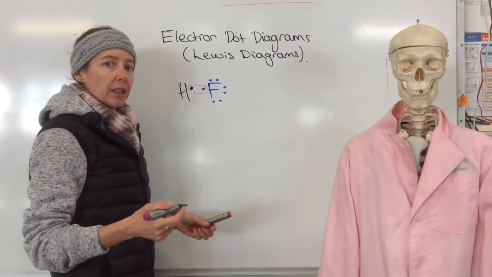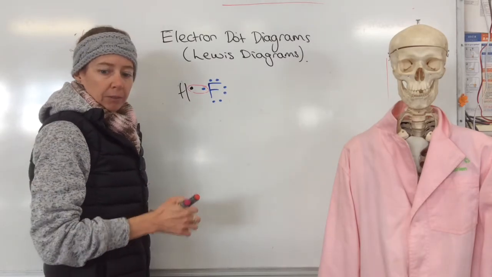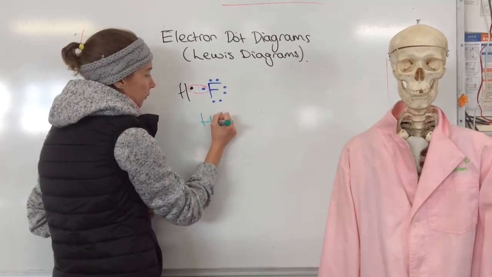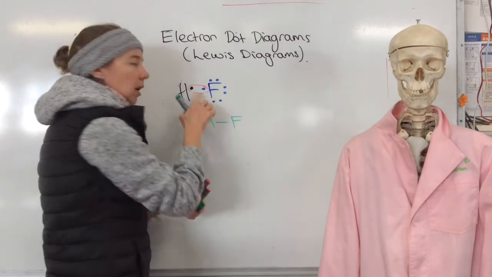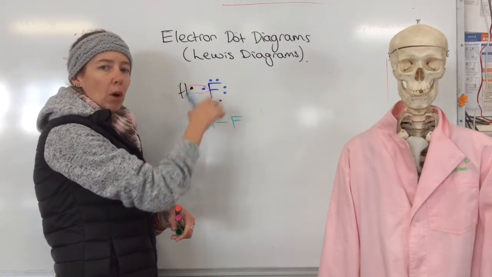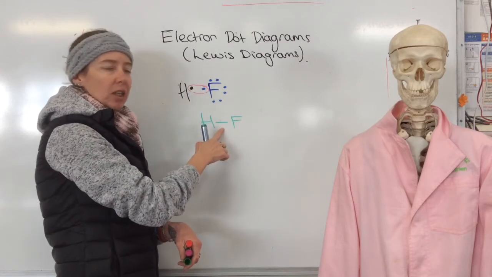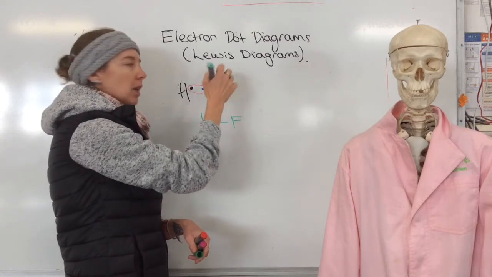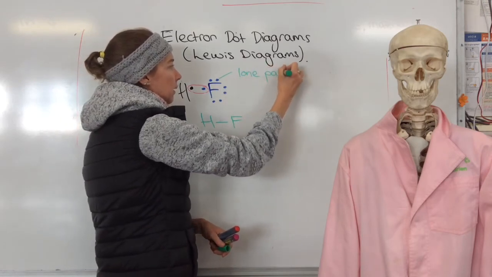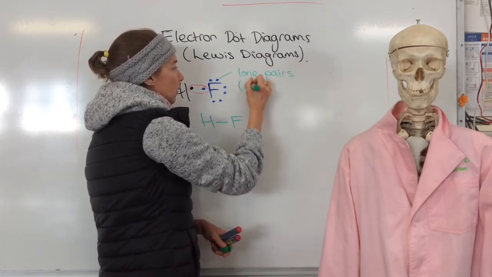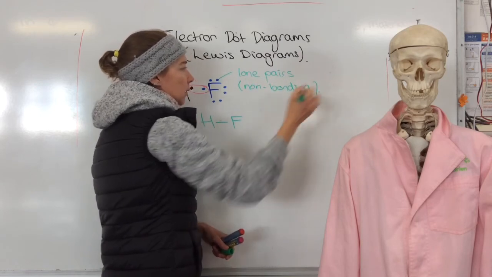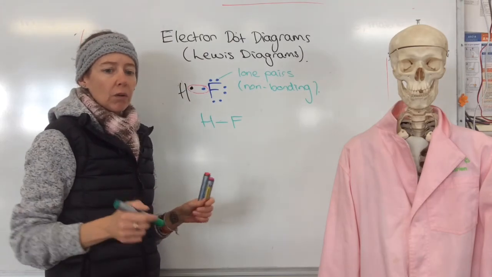Now, if I was going to draw that as a structural formula, I turn the dots, the paired dots, the shared, the bonding, into a dash. These other ones, they're called lone pairs. Okay, they're not involved in the bond.